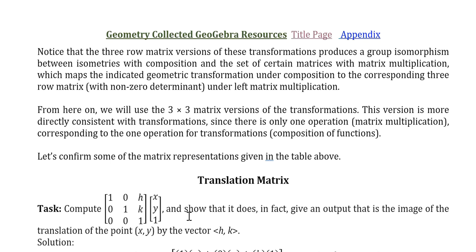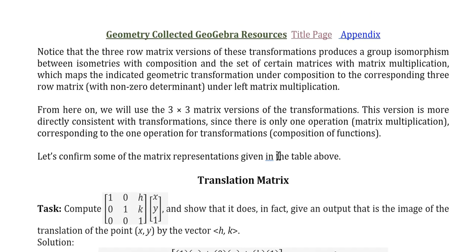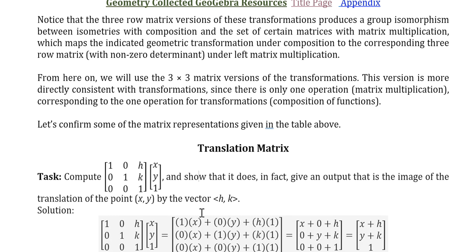So let's verify some of the matrix representations given in the table above. First, let's do this one. I'll leave this as a task first. So verify that this actually does, in fact, give you a translation of the point (x, y) by the vector (h, k). So just do the multiplication out yourself. I'd actually like you to do that now. Press pause and work that out.